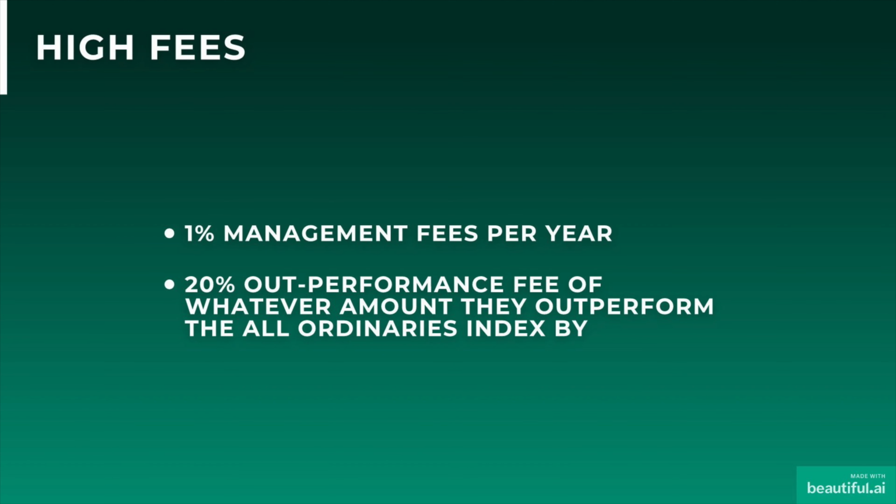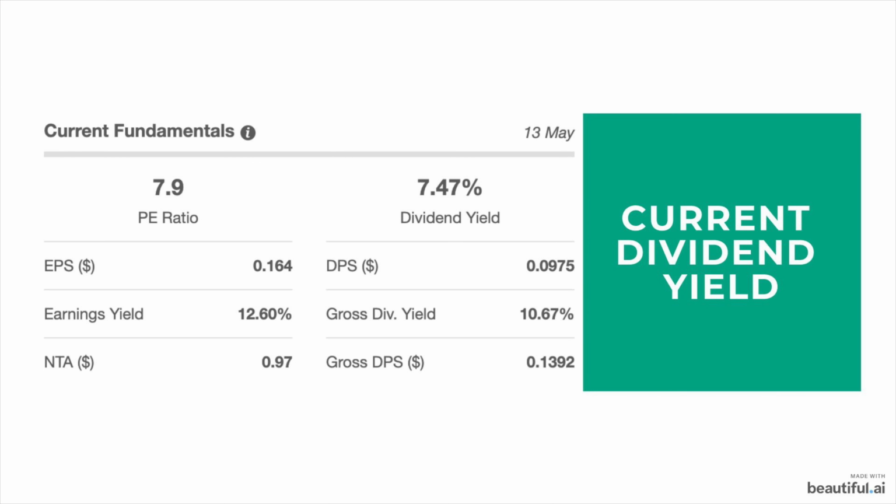Now, let's talk about fees. The fees are something that bothered me, but it didn't stop me from investing. The management fees are a whopping 1% per year. And there's a 20% outperformance fee of whatever amount WAX outperforms the All Ordinaries Index by, which is the top 500 companies in Australia. But the yield is currently at 11%, mostly because of the drop in share price.